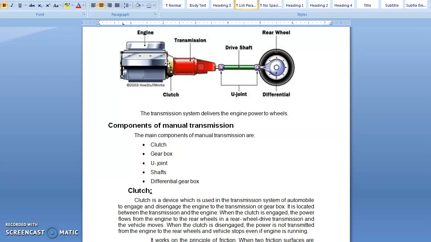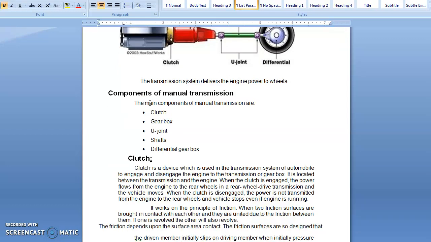When the clutch is engaged, the power flows from the engine to the rear wheel in a rear wheel drive transmission, and the vehicle is able to move. When the clutch is disengaged, the power is not transmitted from the engine to the rear wheels and the vehicle stops even if the engine is running. That means the clutch works on the principle of friction.